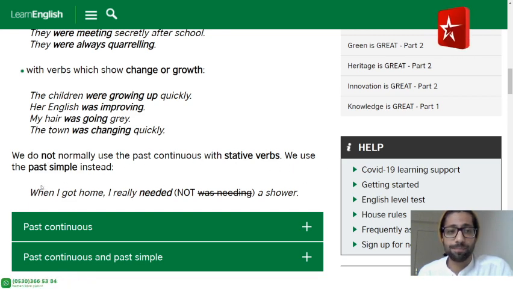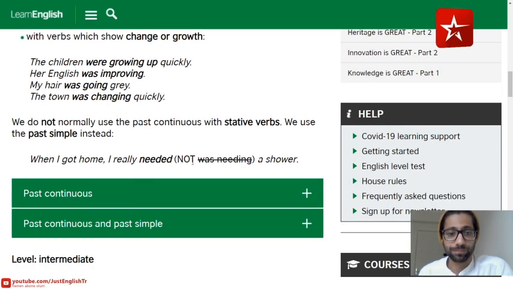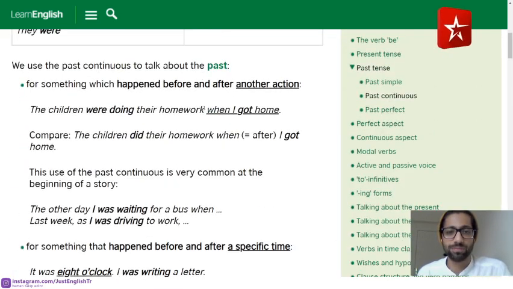We do not normally use the past continuous with stative verbs. We use the past simple instead. For example, when I got home, I really needed, not was needing, a shower. I really needed a shower. Because it doesn't apply to all the cases that we have here.